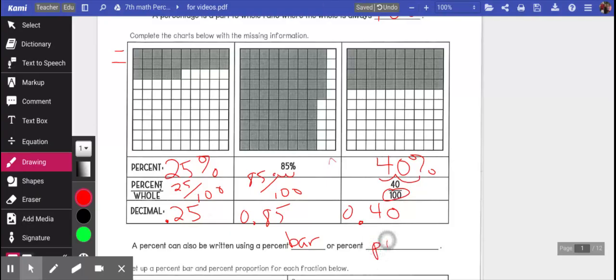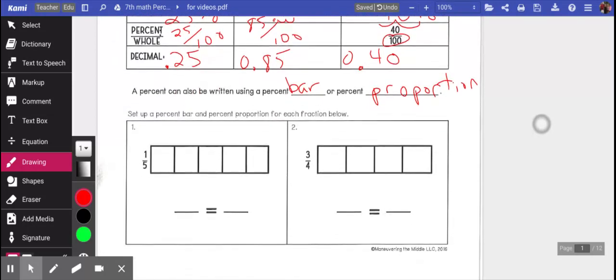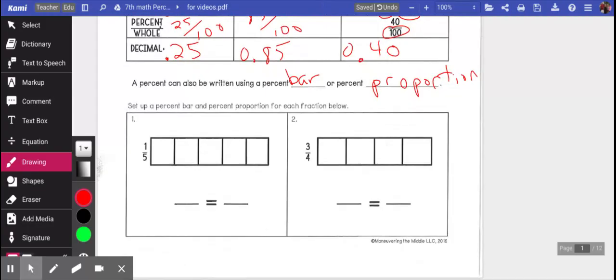So a percent can be written using a percent bar, which I think is very confusing, or a percent proportion. And you should recognize that word from last unit. And that's the one that I favor. But I am going to attempt to explain these percent bars, but I've never really found kids that like them. Usually it's more for when you're first learning in elementary.